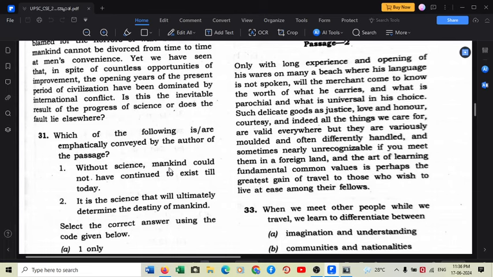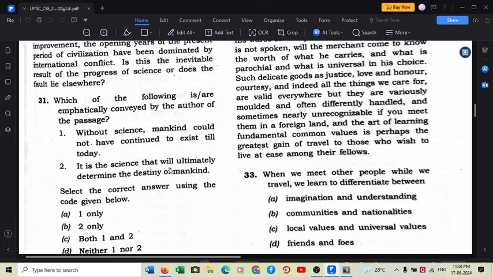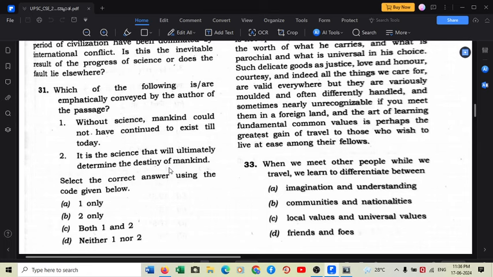So let us look at question number 33. When we meet other people while we travel, we learn to differentiate between... Okay, so let us look at the options.